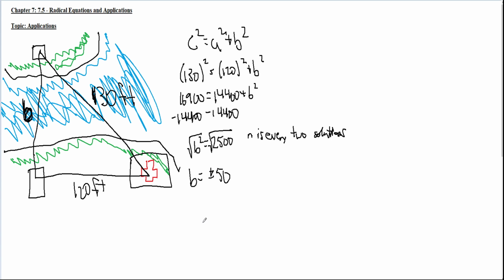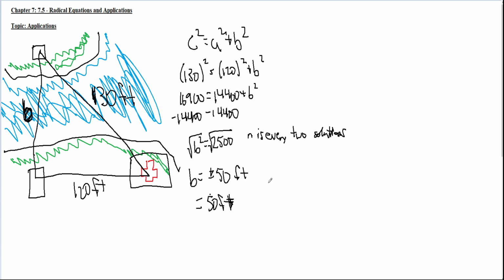Now, is it possible for us to have a negative answer? Well, we're dealing with feet here, right? So is it possible for us to have a negative distance? No, it isn't. So instead, we reject the negative answer, and then we just say that the distance between the two houses is then 50 feet. Okay. So that's one way of solving this.